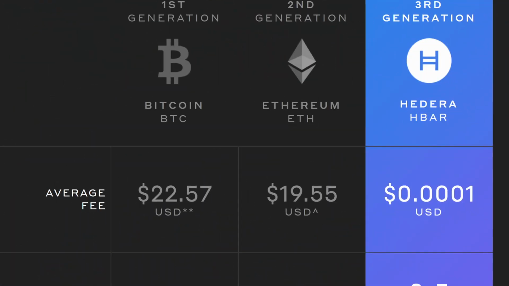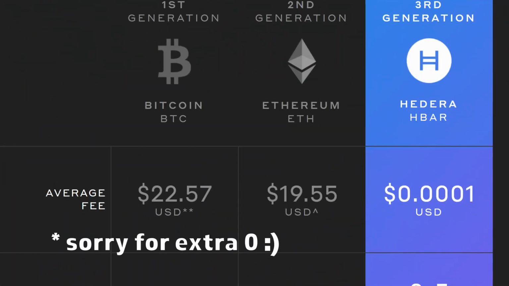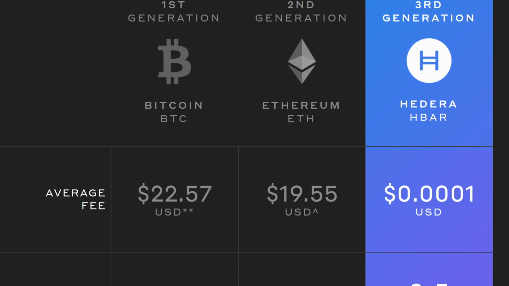Another advantage of Hedera compared to the blockchains is that it has a fixed transaction cost, and the cost is always going to be equivalent to 0.00001 cent. And it doesn't matter whether the price of the HBAR token is going to go up or down, the cost is always going to be fixed and equivalent to this amount of USD.